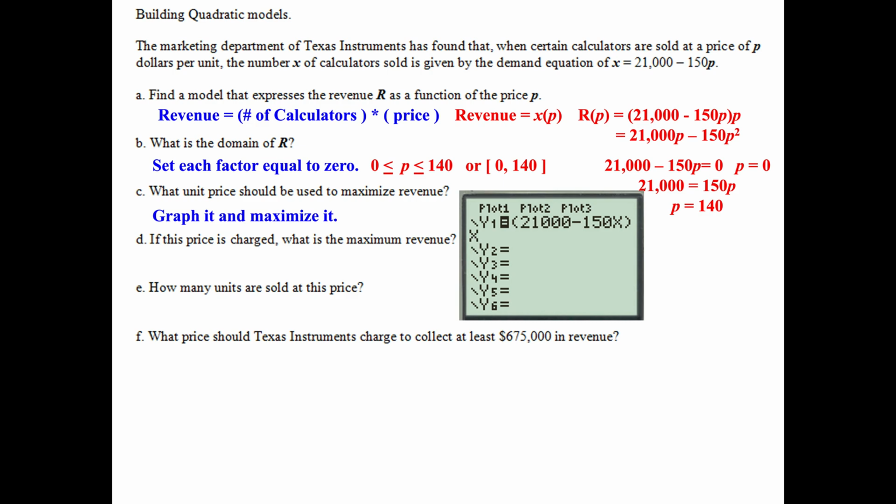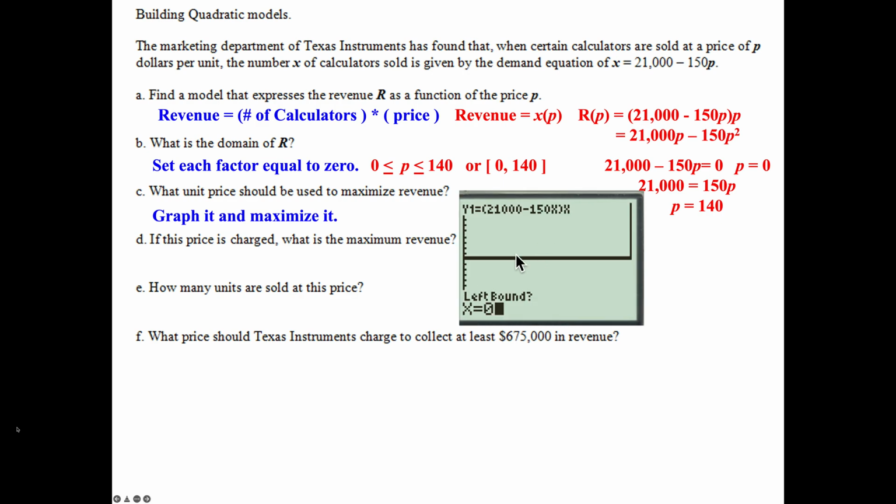Now, because we found the domain, I'm going to hit the window button, and I'm going to put 0 for the x min and 140 for the max, because that's the only part of the parabola we want to see. I'm not going to change the y's. I really don't need to change it. I know that the max has to be somewhere between 0 and 140. So I'm just going to hit graph, and I get an ugly graph.